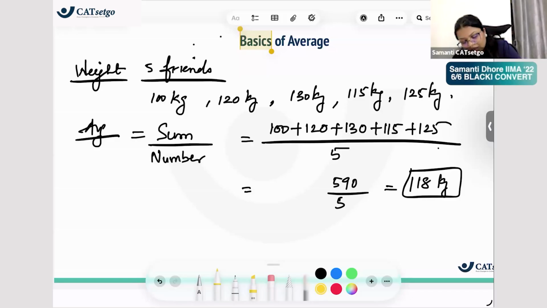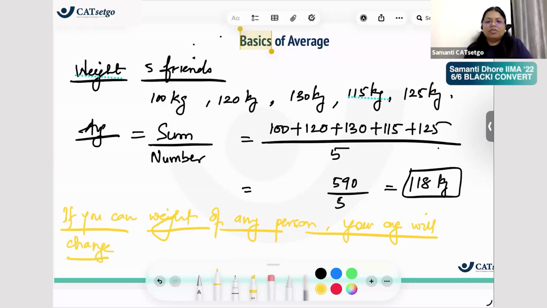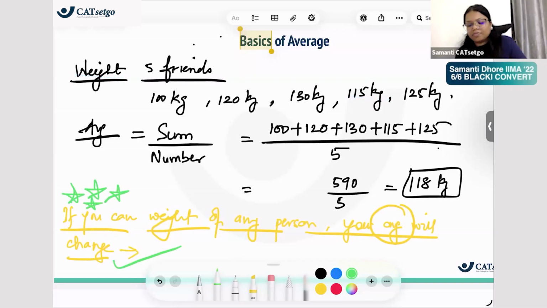Now my claim here is that if you change the weight of any person, your average will change. Is this true or false? If you change the weight of any person, your average weight will change. True? You're saying it's true? So this concept is what your entire averages chapter for the CAT exam will be based on.